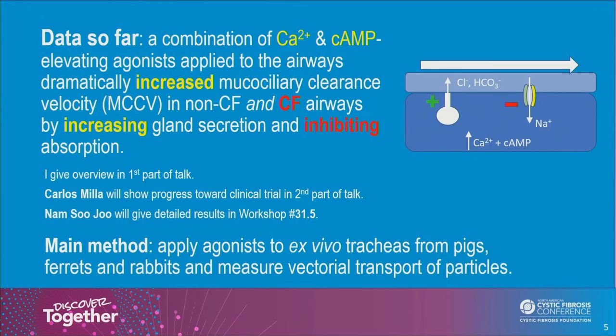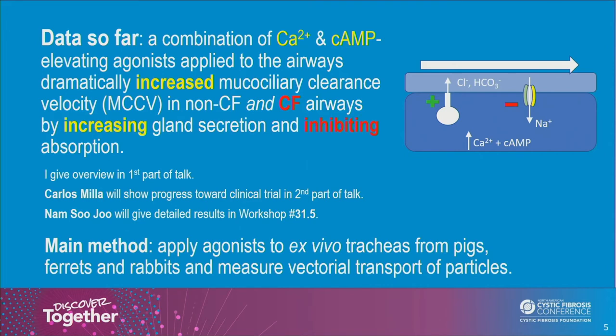This is the data so far. A combination of calcium and cyclic AMP elevating agonists applied to the airways dramatically increased mucociliary clearance in non-CF, but most importantly in CF airways. And it does this, in part, by increasing gland secretion and inhibiting absorption. I'm going to give a brief overview of this in the first part of this talk, and Dr. Milla will show progress towards clinical trials testing this approach. And then Namsoo Ju will give detailed results of how we think this works in workshop 31.5 on Saturday.